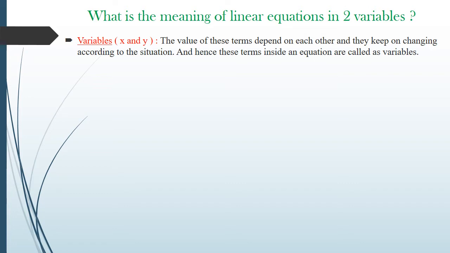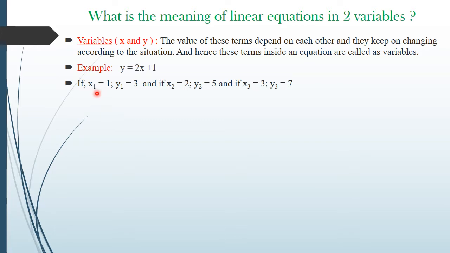Now let us understand why these terms are called variables exactly, using an example. Suppose I consider an equation here, that is y is equal to 2x plus 1. In this equation, as I go on changing the x value, the y value is also going to change. Suppose in the first situation x equal to 1. When I put x equal to 1 in this equation, I will get y value as 3. Similarly, in the second condition, if I put x equal to 2, then I will get y value as 5. In the third condition, if I put x equal to 3, I will get y value as 7.